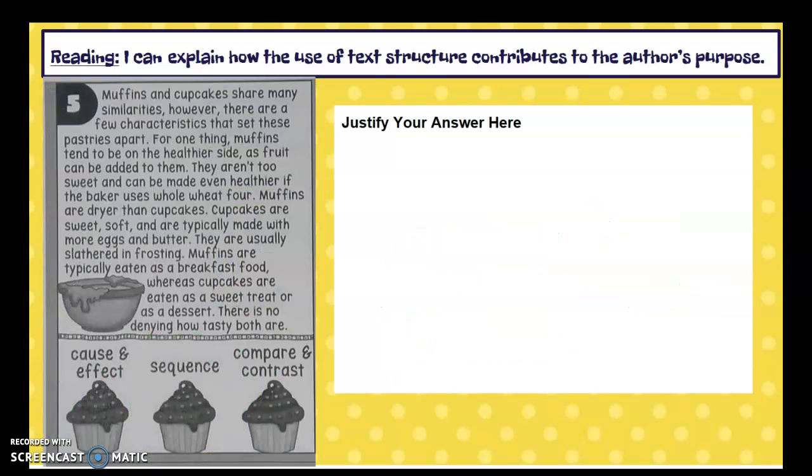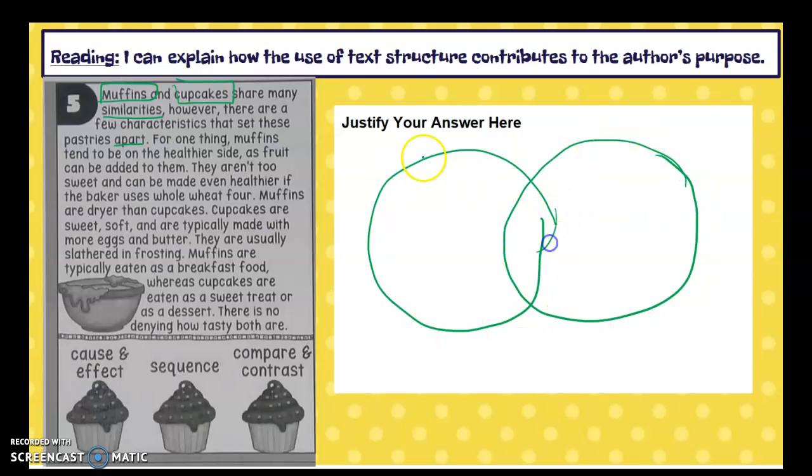Muffins and cupcakes share many similarities. Ooh, I like that word. I'm just going to underline it because I think it's a clue. And we've got muffins and we've got cupcakes. However, there are a few characteristics that set these pastries apart. For one thing, I'm going to go ahead and just do this because this is where I'm going to go. Hold on. Muffins, cupcakes. Okay. For one thing, muffins tend to be on the healthier side.